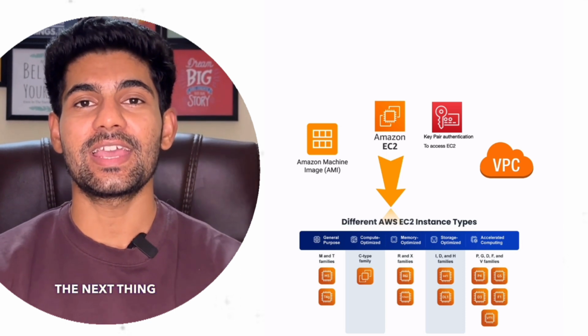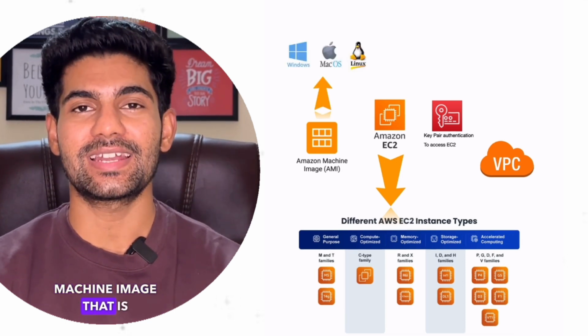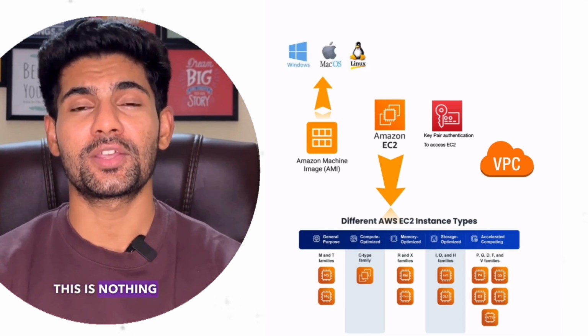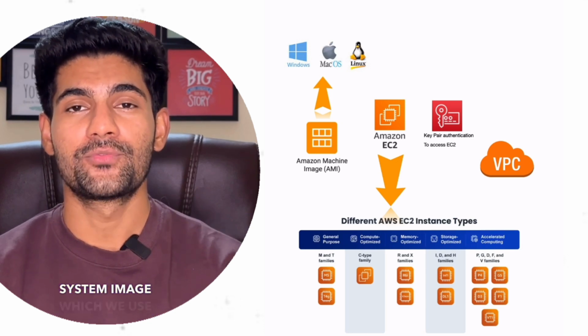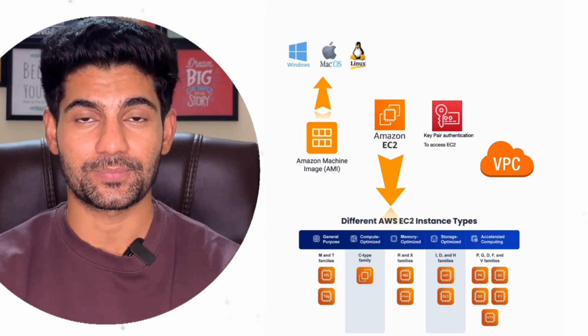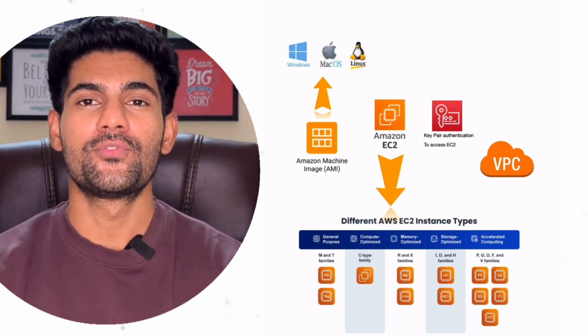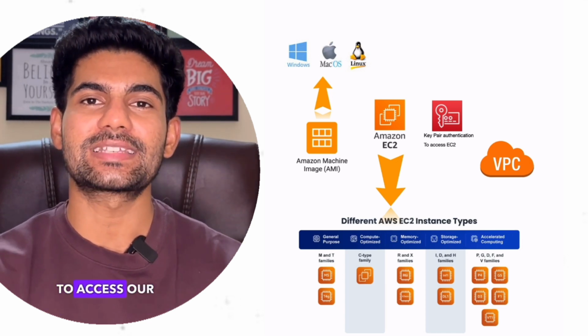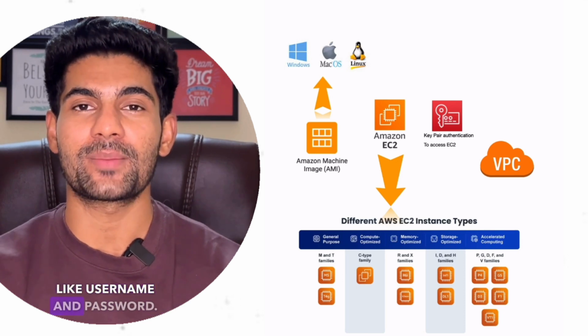The next thing is Amazon Machine Image, that is AMI. This is nothing but an operating system image which we use to create our virtual machines, like Windows and Linux. The next thing is key pair, which provides us the credential to access our virtual machines, like username and password.